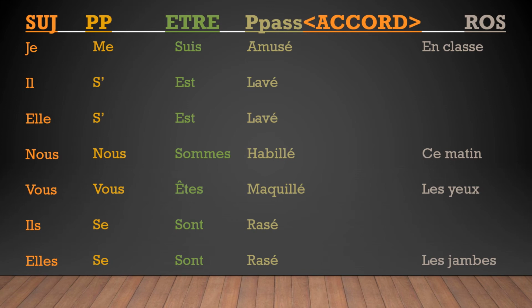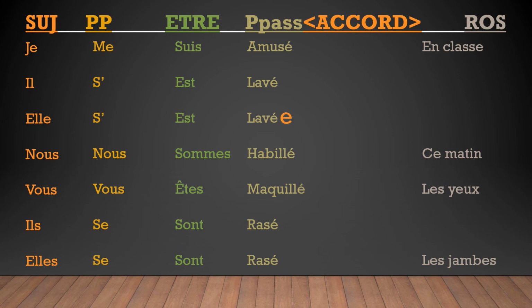Elle s'est lavée. Again, which one's the direct object, se or the ROS? There is no ROS, so se is my automatic direct object, which means I need agreement for elle. Since elle is singular feminine, I need to add an E. Elle s'est lavée.